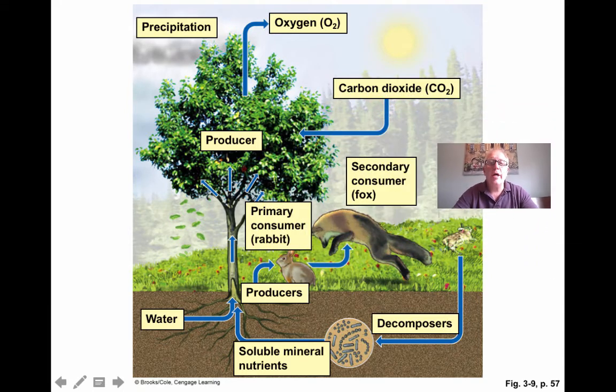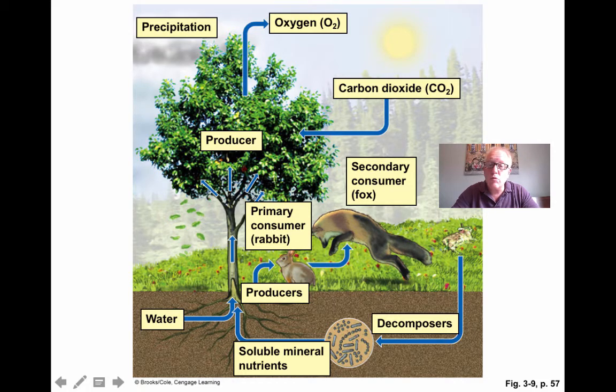So here's a good idea of a lot of the connections that are going on in a very small area here, right? So a secondary consumer is something that eats the primary consumer. The grass is the producer. So here the grass is the producer. It gets its energy directly from the sun. The rabbit is the primary consumer. And if that bunny doesn't watch out, it's going to be food for the secondary consumer, the fox.